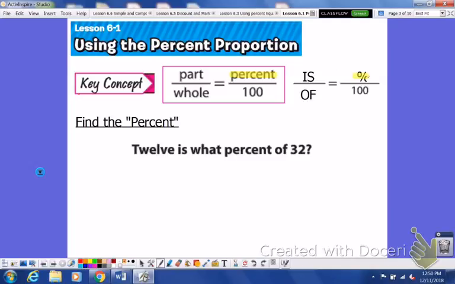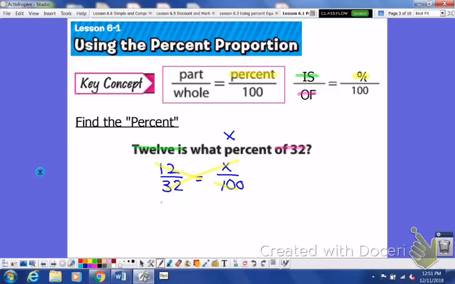So 12 is what percent of 32? So we go through, highlight a couple pieces. So 12 is our numerator, that is our part. Then of 32, of was our denominator, and then we're looking for what percent, so there's our variable. So 12 over 32 equals x over 100. And do our cross multiply and divide, that palm tree method from last chapter.